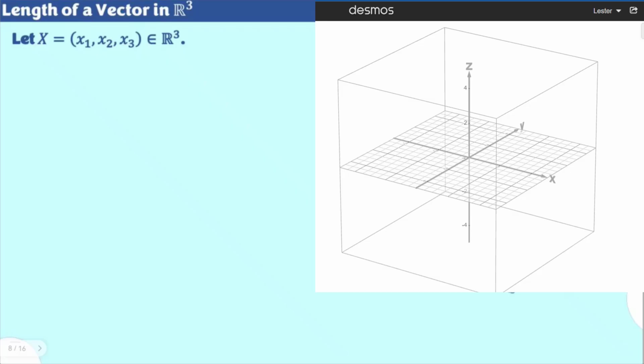Now again, allow me to use here the 3D interface for Desmos to illustrate the relationships I would like to talk about later, especially in deriving the formula. Now, take note that the notation we use for the length or norm could be this one here, or commonly used is the double bar. But of course, they mean the same thing.